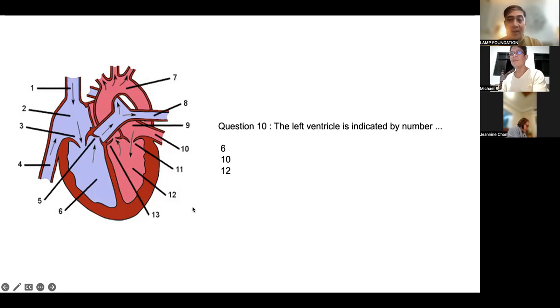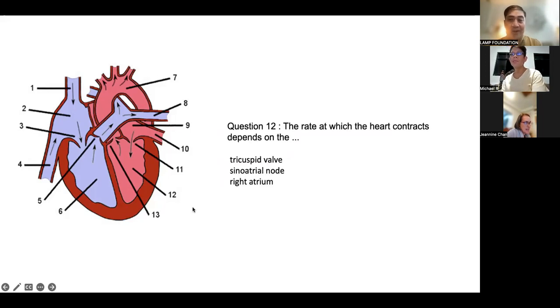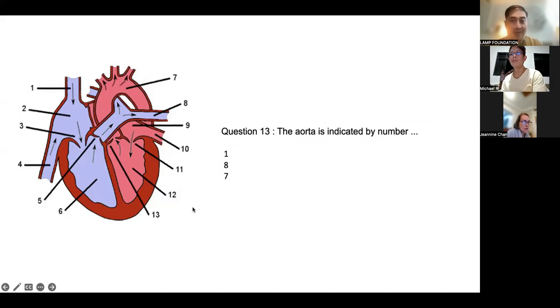The left ventricle is indicated by number? Number 6. No. Left. 12. Sorry, no. What is number 8 pointing to? Pulmonary arteries. Okay. The rate at which the heart contracts depends on? Sinoatrial node. The aorta is indicated by number? 7. The pulmonary arteries carry blood?